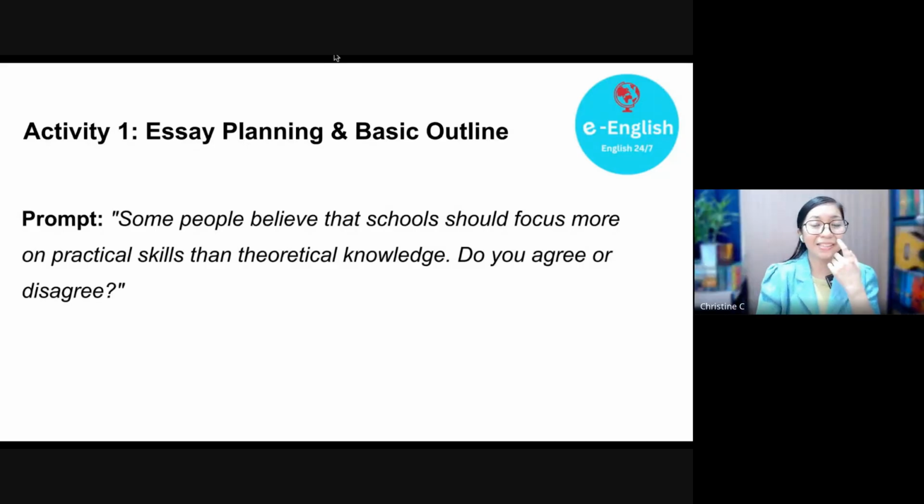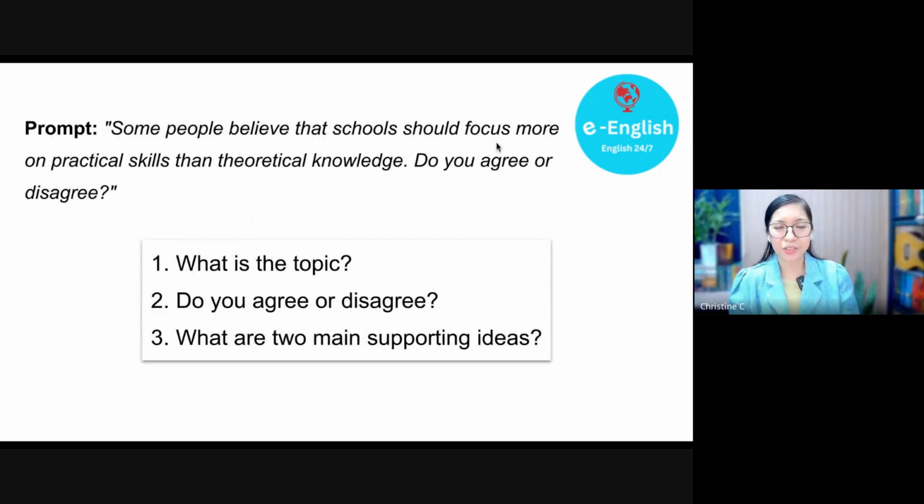All right. So this is an example of a writing prompt. This is an example of a write essay task question. You'll be given an idea, and about this idea you can agree or disagree. All right, let's take a closer look. What is the topic?